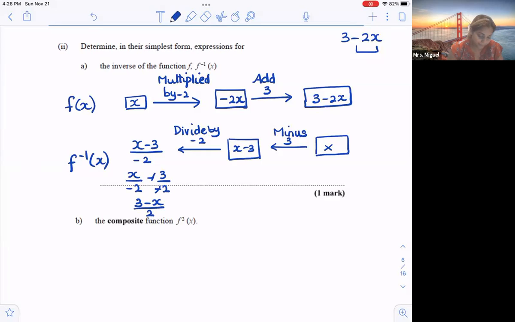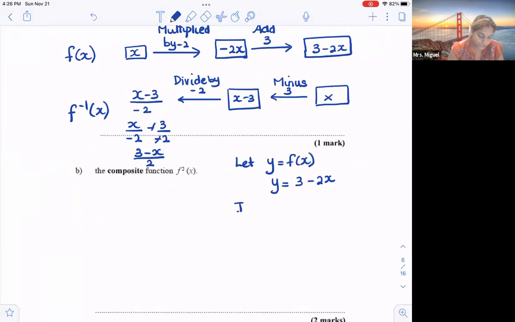The next way, let y be equal to f of x. So y is equal to 3 minus 2x. Then I interchange x and y.